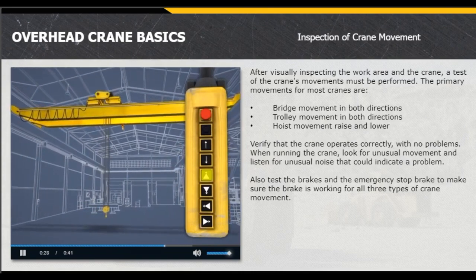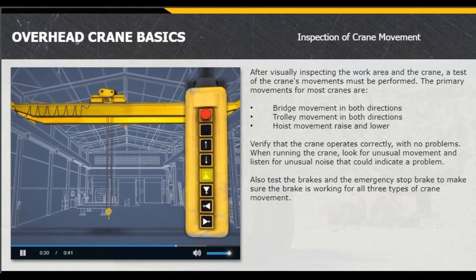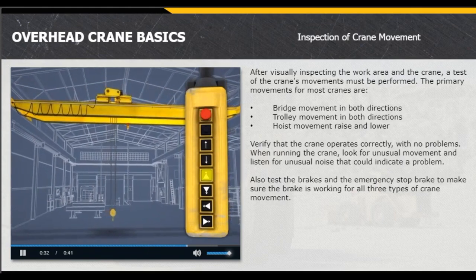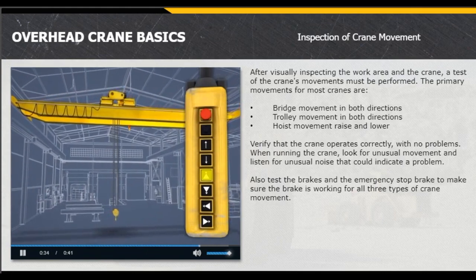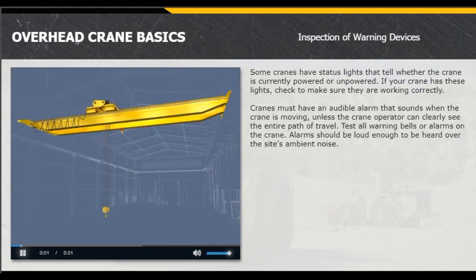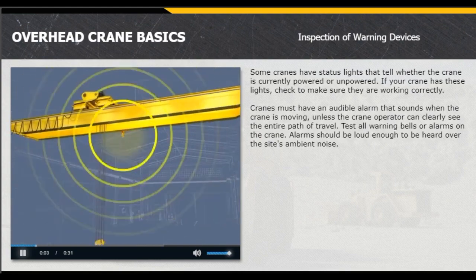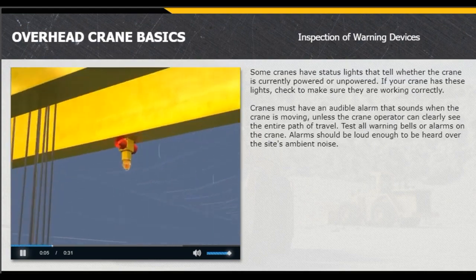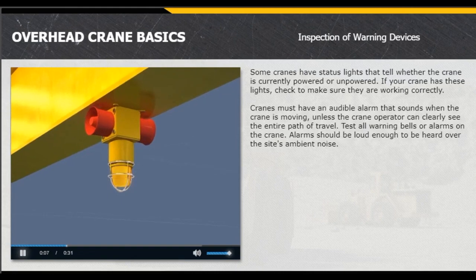When running the crane, look for unusual movement and listen for unusual noise that could indicate a problem. Also, test the brakes and the emergency stop brake to make sure the brake is working for all three types of crane movement. Some cranes have status lights that tell whether the crane is currently powered or unpowered. If your crane has these lights, check to make sure they are working correctly.